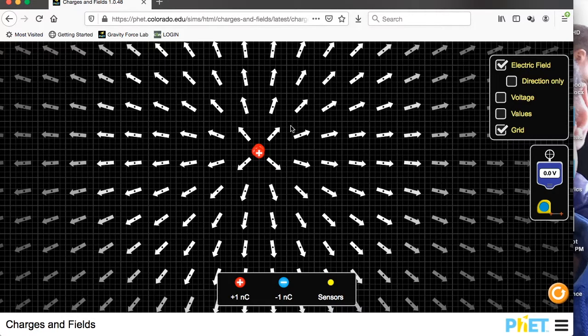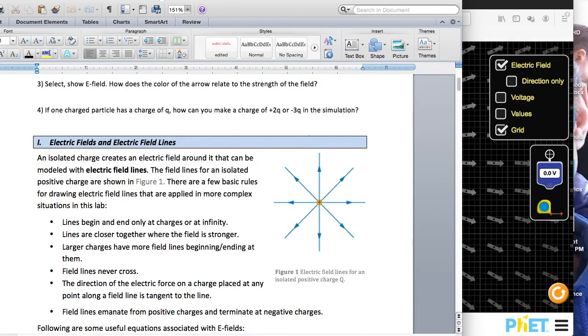Now, if I was sketching this, like I said, I would initially draw a few field lines coming out. When I go from 1Q to 2Q, I'm going to have twice as many field lines. When I go from 2Q to 3Q, I'm going to have more field lines. 4 is going to have 4 times as many field lines as if I only had 1. All right, awesome.